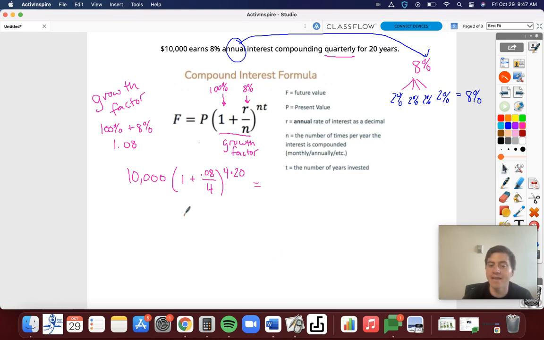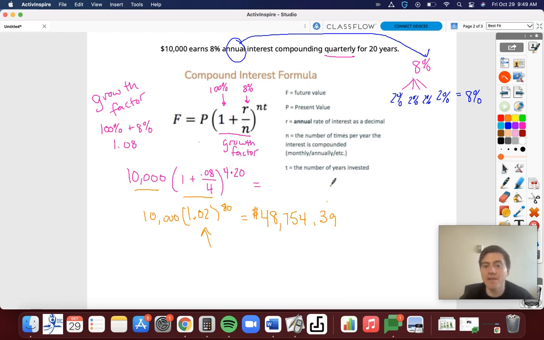And we can get a finished product. Again, this is the principle. This is the growth factor. We're multiplying by 1.02 because it'll be 2% each time. That 0.08 divided by 4 is going to be 2%. So we're multiplying by 1.02 80 times. So it's going to grow by 2% 80 times. That's what's happening. And that'll give you $48,754.39. So 8% annually, compounding quarterly, and that'll give you that amount.